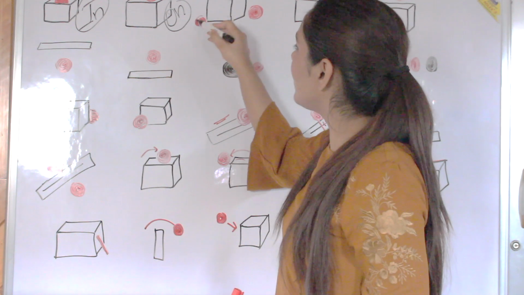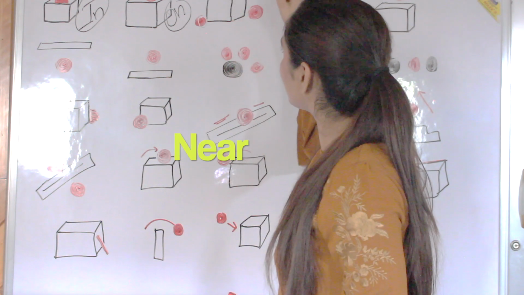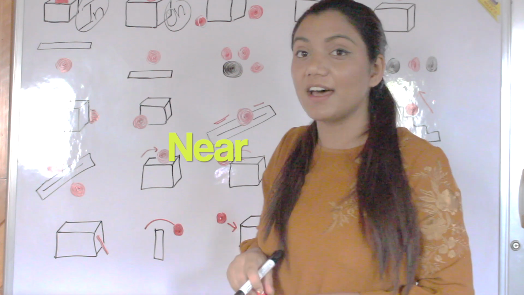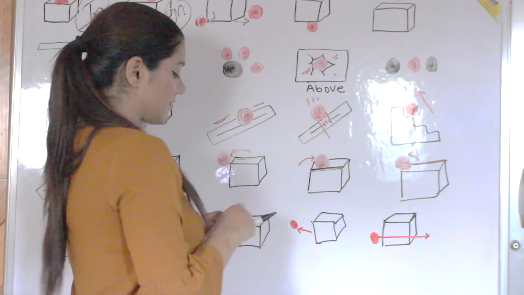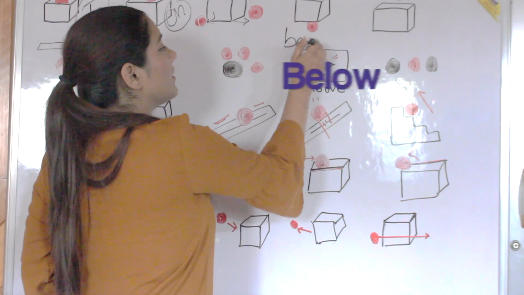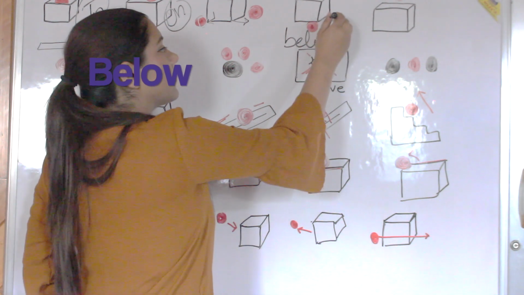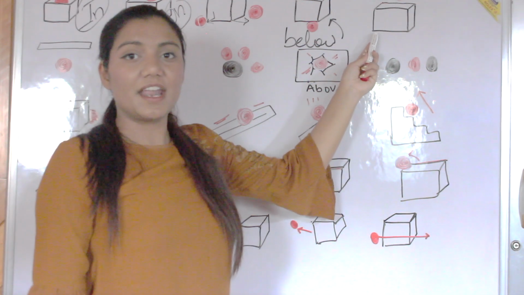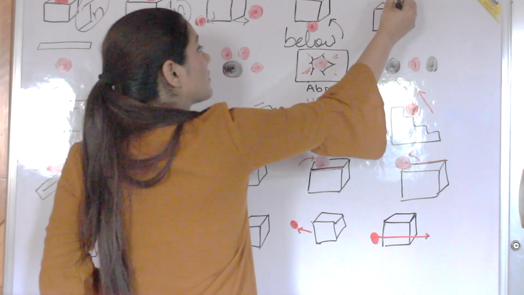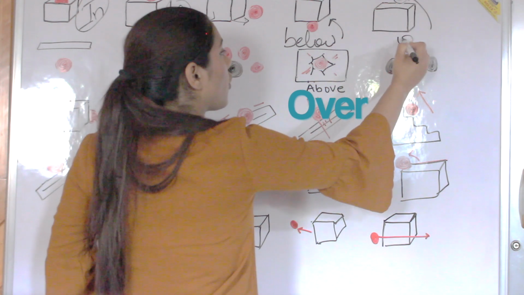This red ball is near. Near, N-E-A-R, near the black box. This red ball is below the black box, and this red ball is over. So the ball is here, it is over the black box.